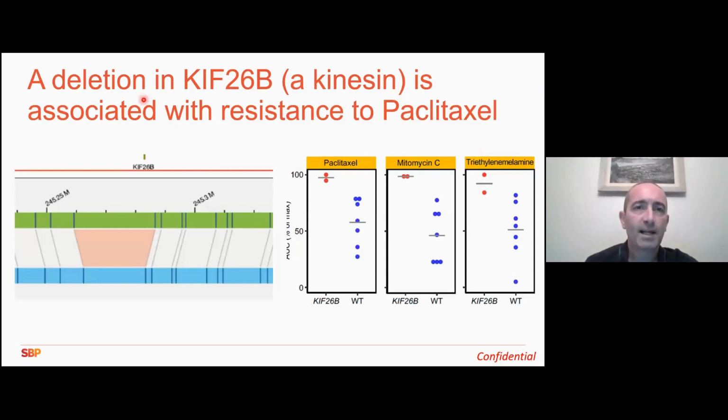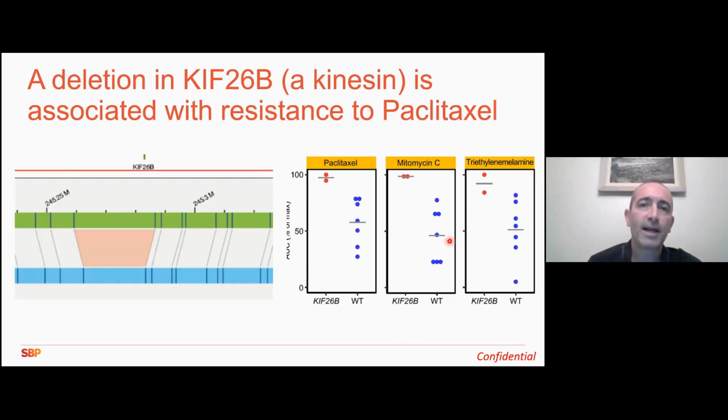And then one final example is a deletion in a gene I had never heard of before, but again, it shows the value of this sort of unbiased analysis and detection. So the deletion in a gene called KIF26B. This is a kinesin, which is involved in trafficking of cargoes along microtubules.